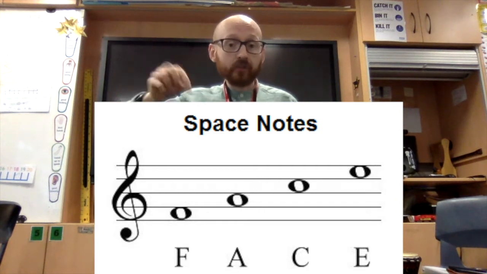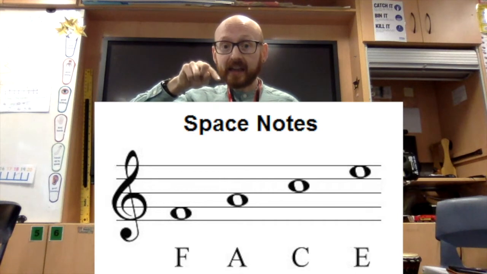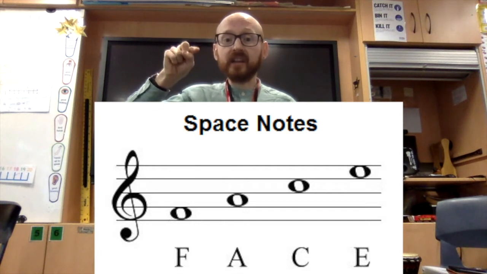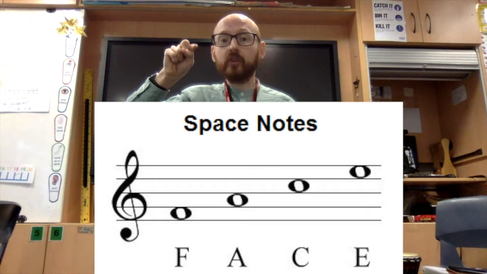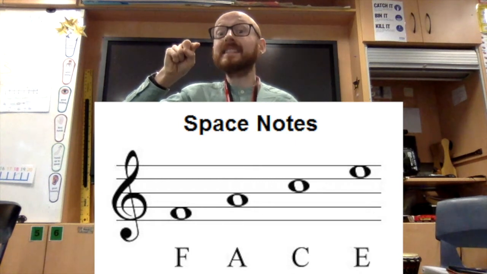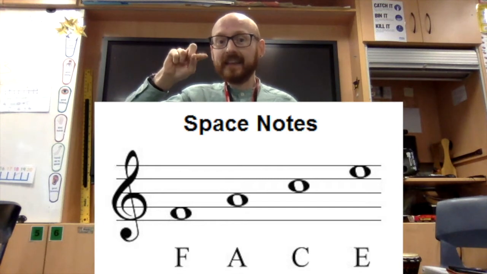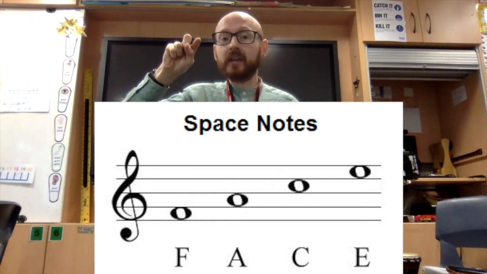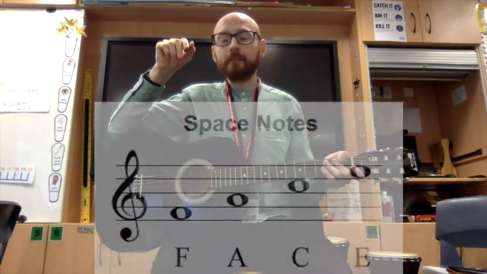So that then tells us if one of the notes is sat in the gap, if it's in the first gap, it will be an F. If the note's sat in the second gap, it will be an A. If it's sat in the third gap, what would it be? F, A, C, because we're spelling out FACE. And if it's sat in the fourth gap, it will be an E, okay?